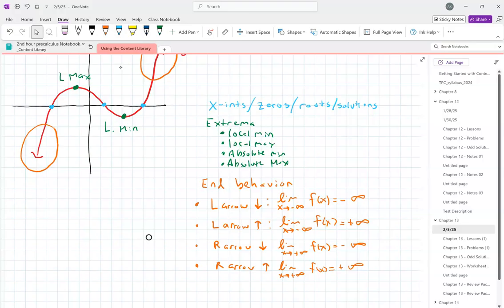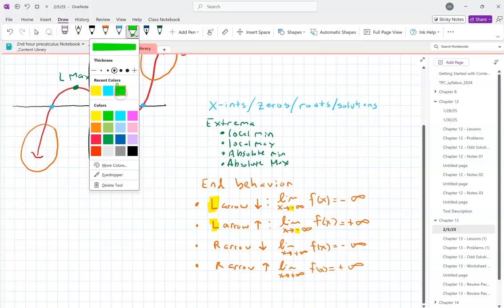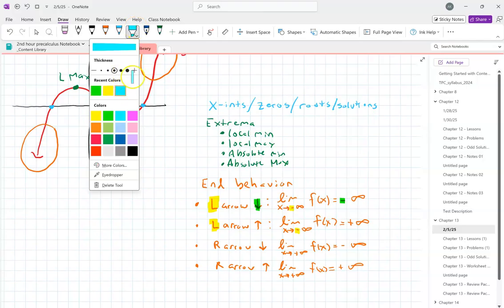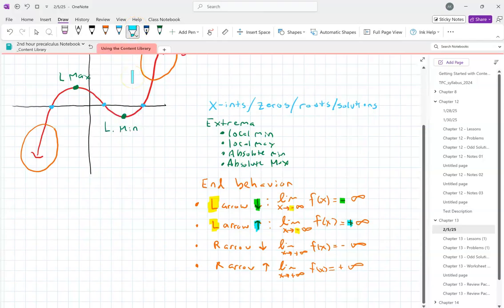So the way you read that symbolically, you say the limit, that's the LIM part, as x approaches infinity or negative infinity, that's the part underneath the limit, of f of x is, that's equals, and then you'd say again, positive or negative infinity. So the left part is the negative infinity there. The down part is the negative sign there. The up part is the positive sign there.